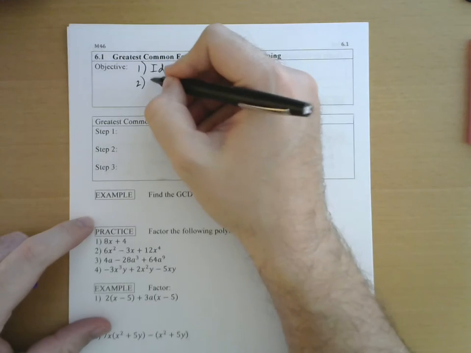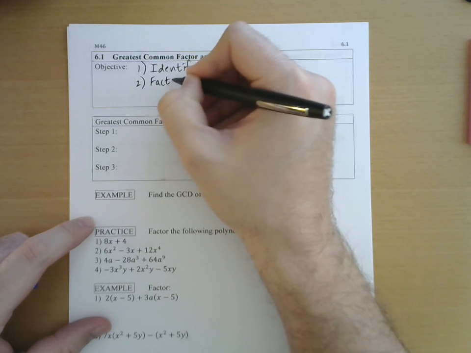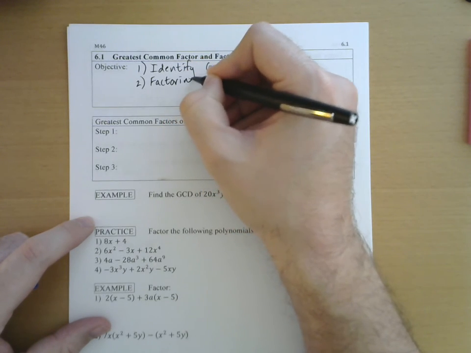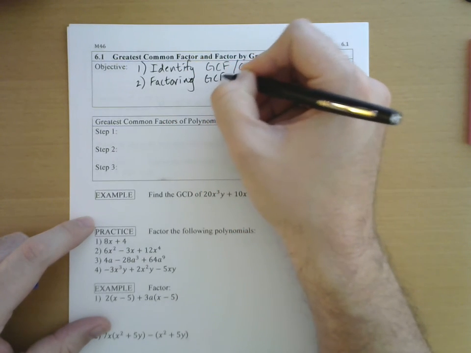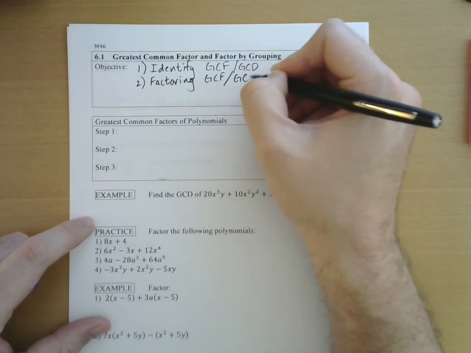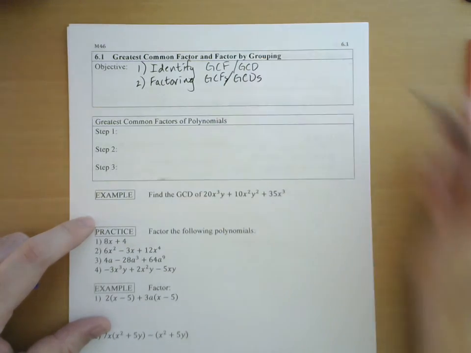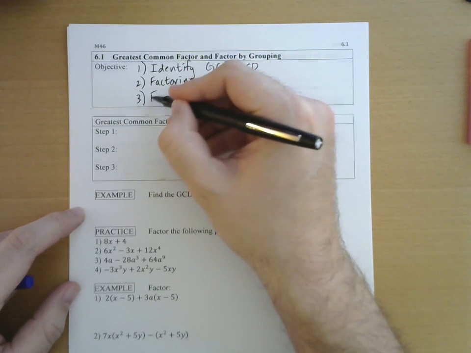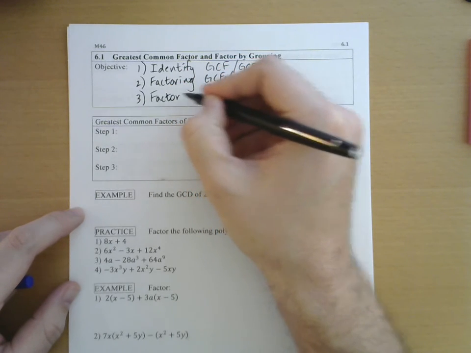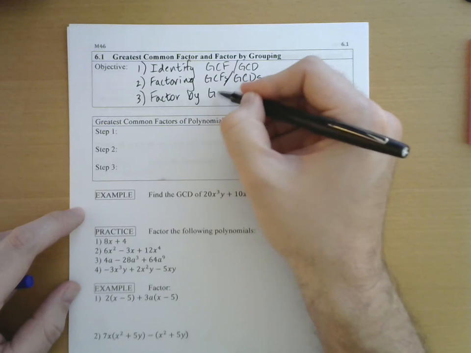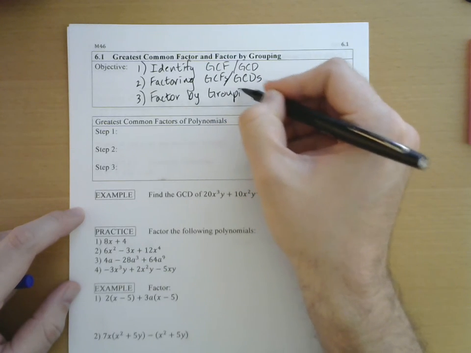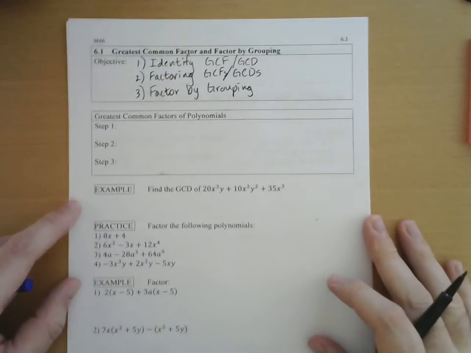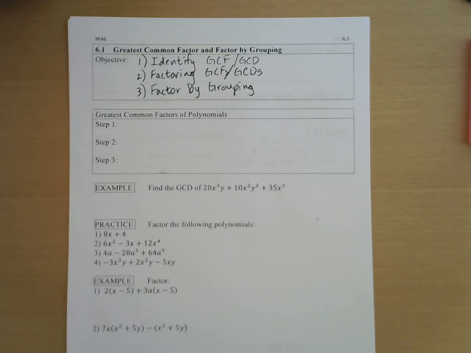The second is factoring those GCFs or GCDs. And then the last thing we'll be talking about is factor by grouping. That will lead us right into the next section, where we'll be using factor by grouping a lot.